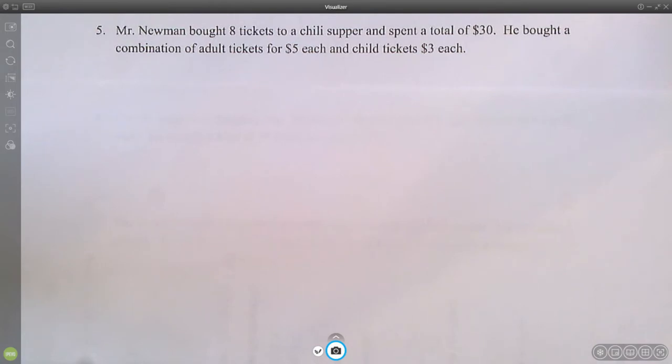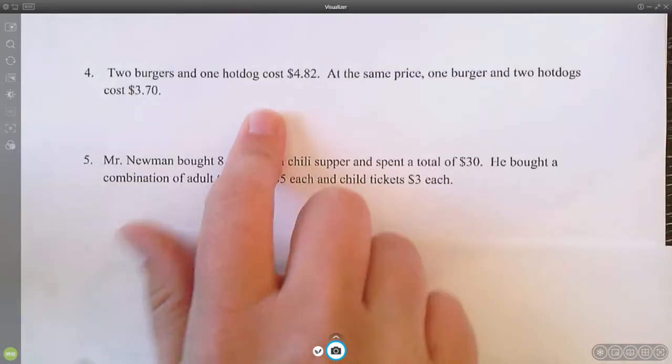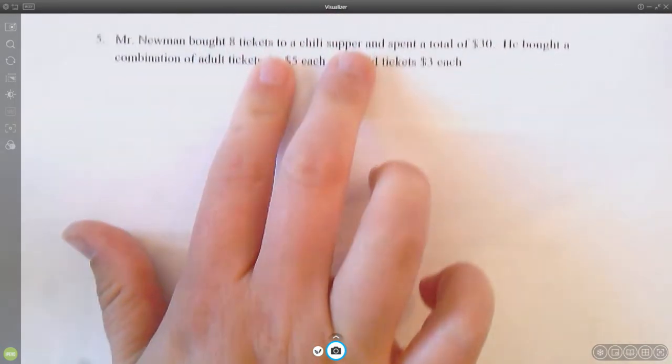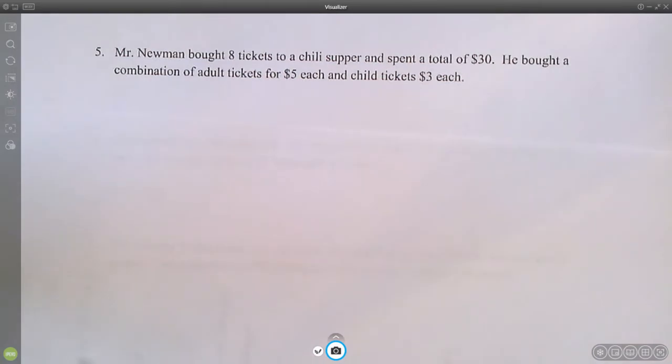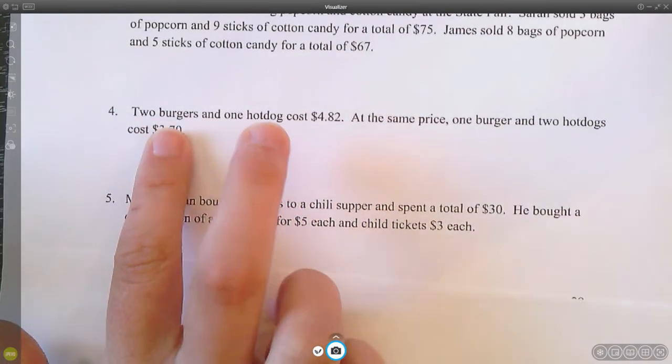So in the first problem that we did, we had adult and children tickets. In number 2, we had calls and texts. Number 4, we have burgers and hot dogs. In this one, you have to figure out what 2 things we are talking about. So there are 2 things that are similar. So here we had 2 food items. So we had burgers and hot dogs.